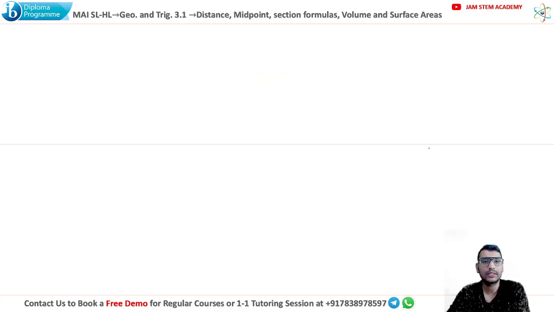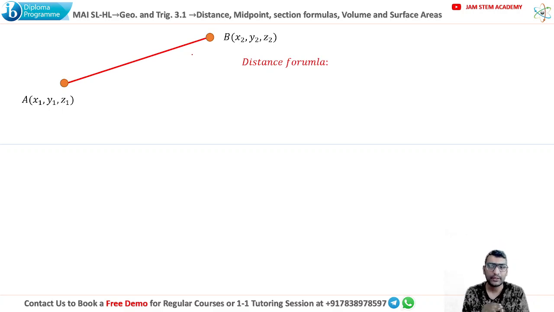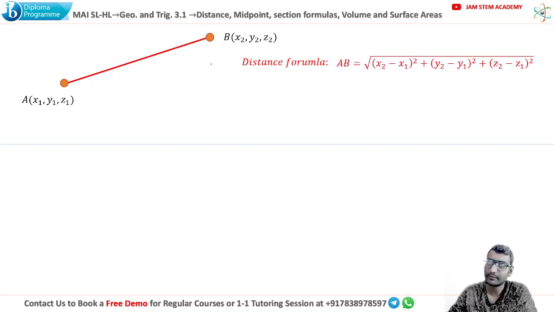Now let's talk about the distance, midpoint, and section formulas. So consider 2 points having the coordinates x1, y1, z1 and x2, y2, z2. These are 2 points and we are trying to find the distance between them. When we connect these 2 points, there is a distance formula, which is given by taking the square root of (x2 minus x1) whole squared plus (y2 minus y1) whole squared plus (z2 minus z1) whole squared. Like this, right? So that's the distance formula.